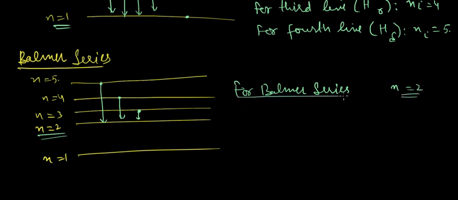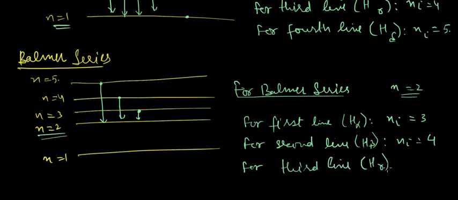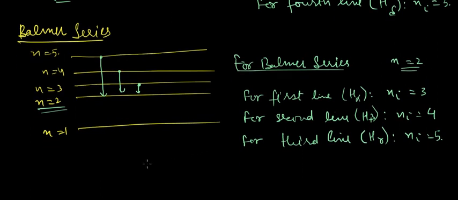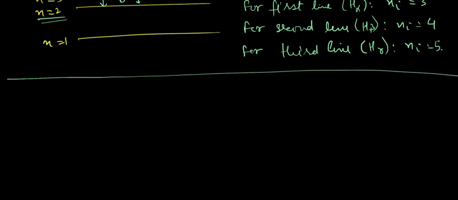So you can write that n equals to 2 here. For the first line, H alpha, n initial would be 3. For the second line, H beta would be n initial equals to 4. Then for finally the third line, H gamma would be n initial equals to 5. Okay, so just like Lyman and Balmer, we'll be doing this thing common for all the cases.